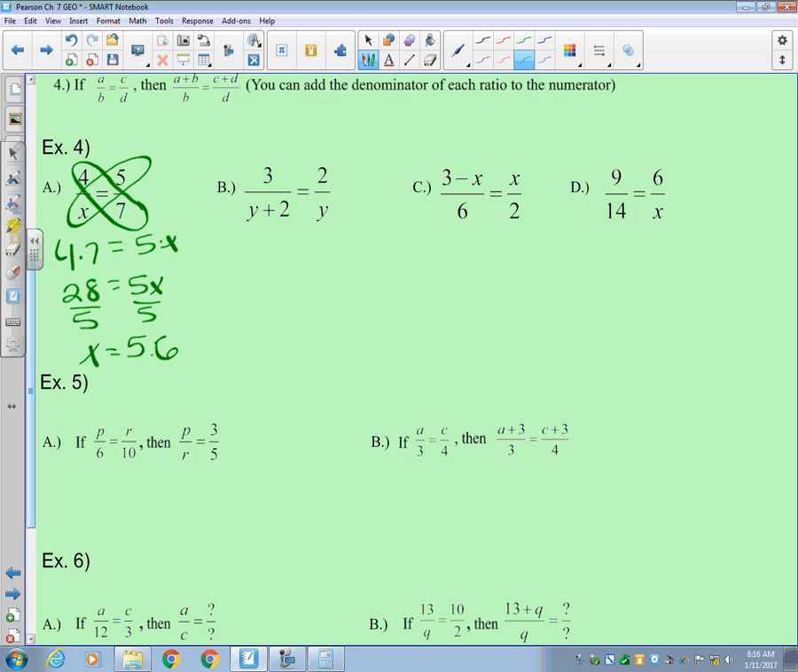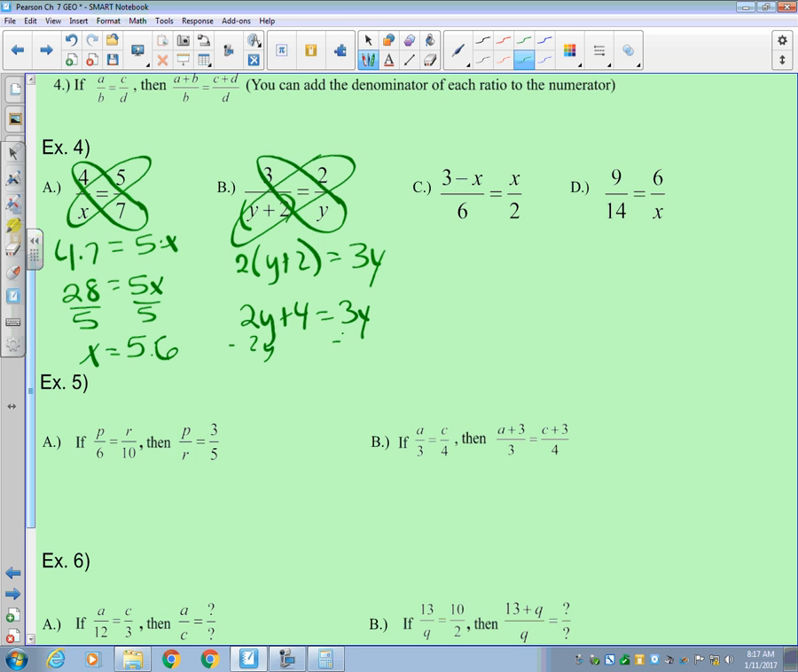The same is true no matter what is in our denominator. If you have more than one term in your denominator, you are going to want to put parentheses around it. So we multiply 2 times y plus 2 equals 3 times y. Then you go ahead and solve the equation like we learned last year in Algebra 1.